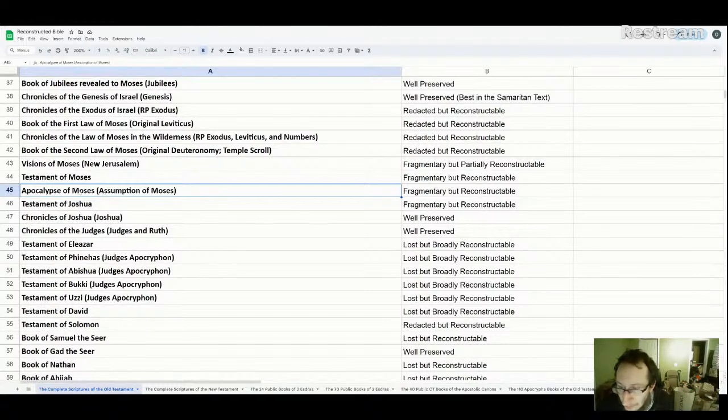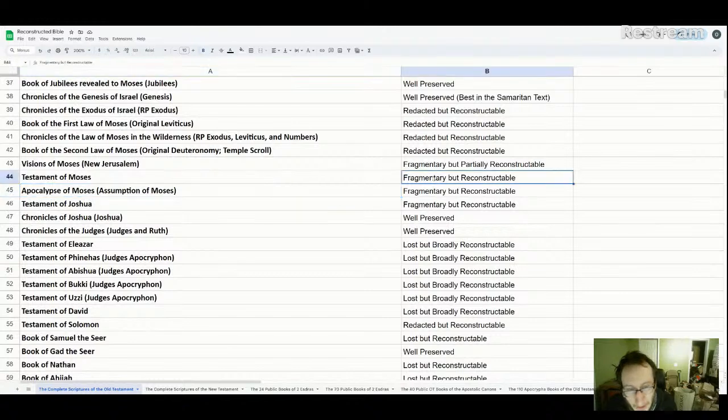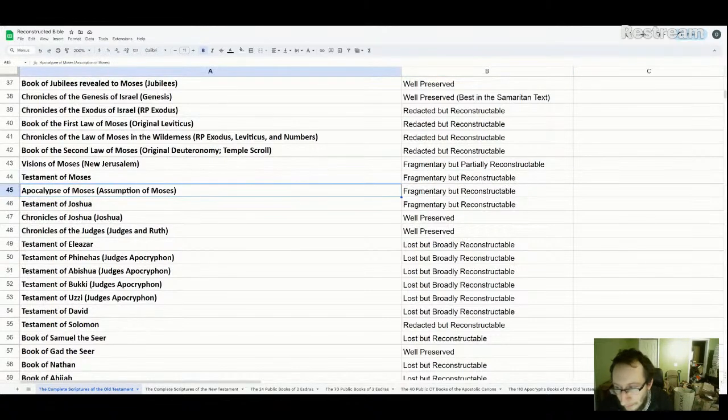The Assumption of Moses, we have a fragment of in Latin. I'm not sure why I have it here as fragmentary. It should say lost, but reconstructible. The beginning portion is preserved in a Latin manuscript, and then the rest of it's missing. But we have enough quotes from the church fathers that we can reconstruct almost the entirety of this text.